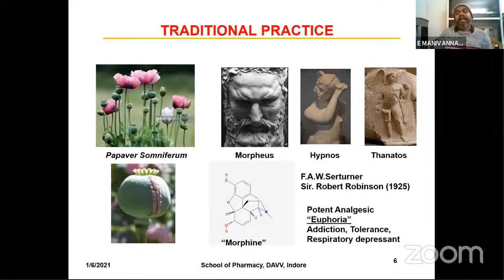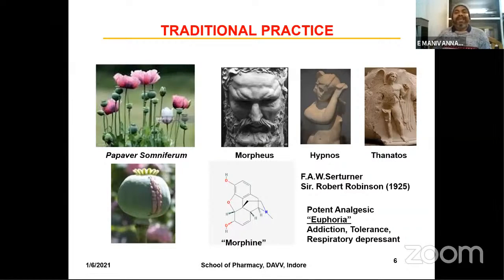So you can understand the pharmacological property of the opium alkaloid morphine. Morphine in low doses produces a dream-like effect, that is euphoria, and its sleep-producing, hypnotic effect is understood from this culture, in which the plant is offered to Hypnos. Thanatos is god of death. So when the dose of morphine is increased, it produces the respiratory depressant action that leads to death. So from this cultural practice, the pharmacological properties of morphine are understood.